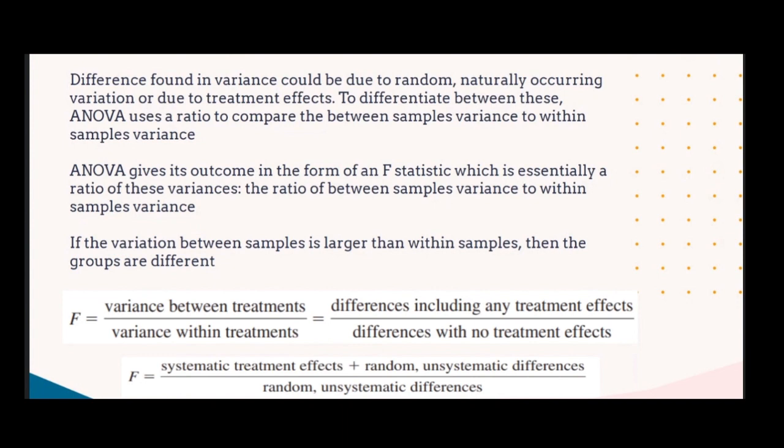If you look at the calculation of F down below, it essentially says F is equal to systematic treatment effects, the ones that we actually want, because this is what we're doing the research for in the first place, plus the random unsystematic differences that will occur even in the between samples variance, because in any calculation there is a possibility of some error or some sort of differences, divided by our error term, which is the variance within treatments. So essentially we're cancelling out all of the random unsystematic differences and being left with the systematic treatment effects, which is what we want.